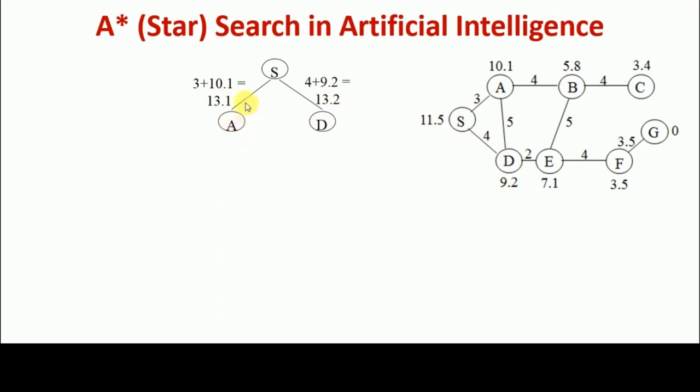So what we did here is, rather than just considering the immediate cost, we have considered the heuristic value, that is the estimated distance from D to the goal node. If I consider these two things, we can make better decisions here.